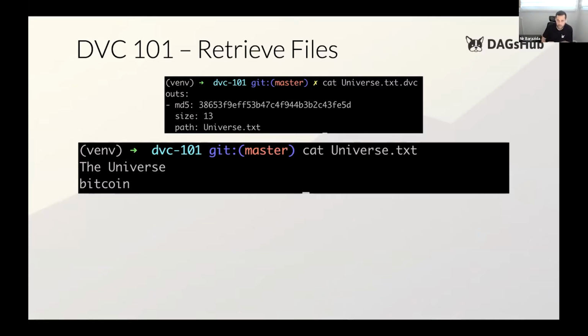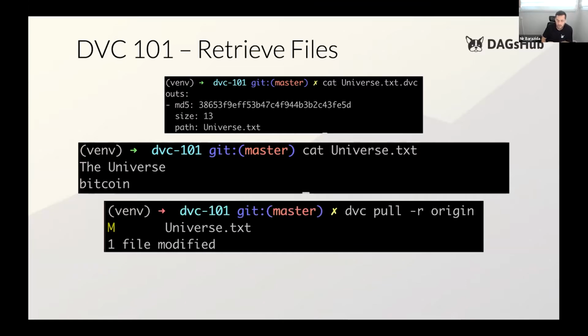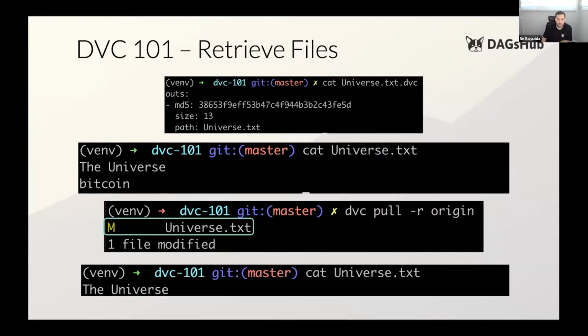What I want to actually do now is run the DVC pull command. Also, running the DVC checkout command would have worked now because I versioned it locally and I have it in my cache directory. But if I run the DVC pull command and specify the name of the remote, I'm going to see that it modified the universe.txt. And now if I run cat universe.txt, I will see that it only holds the universe line. This is the original, version A of my data file.